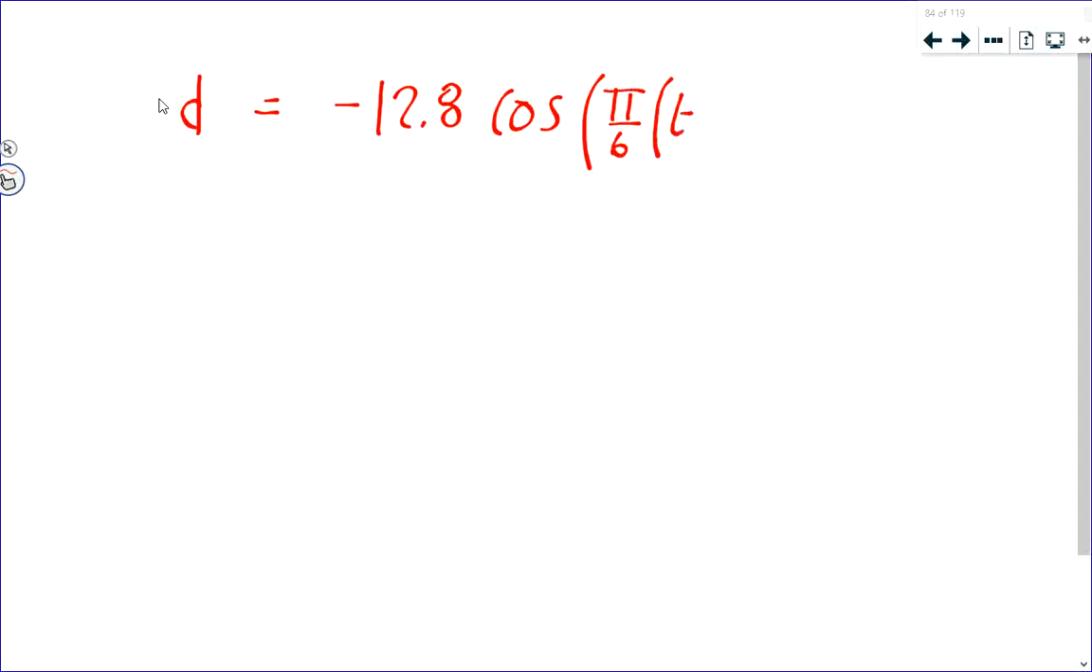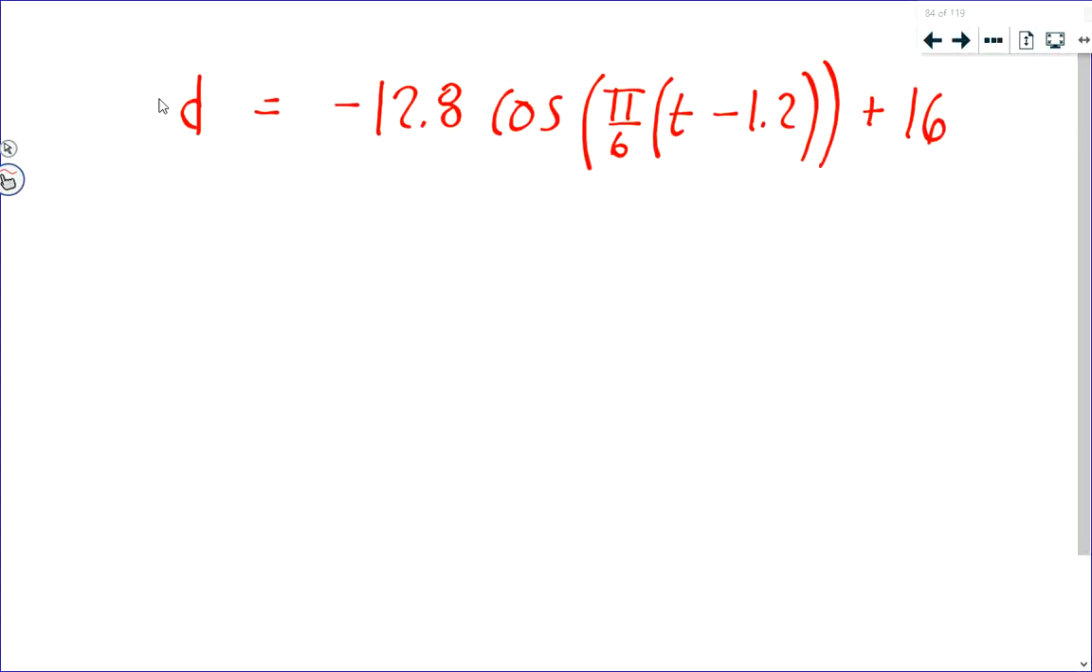Let's imagine that you have the depth of water in a harbor, and you're given this. The depth of water in a harbor is negative 12.8 times cosine of pi over 6 times (t minus 1.2), plus 16. All right? Forget whether or not that's a realistic physical situation, but this is the depth of water in the harbor.